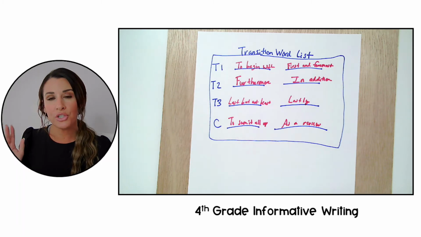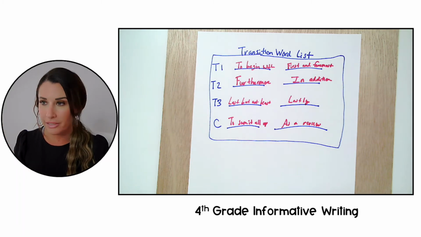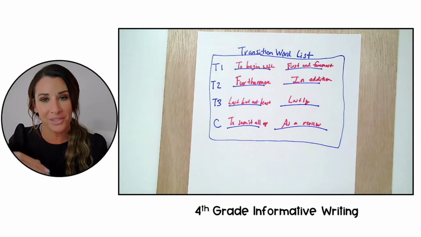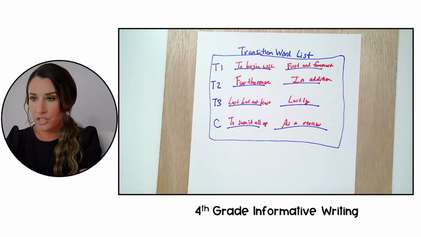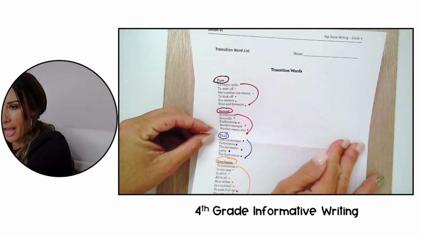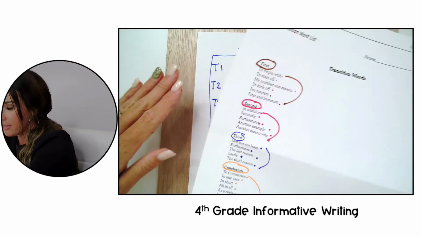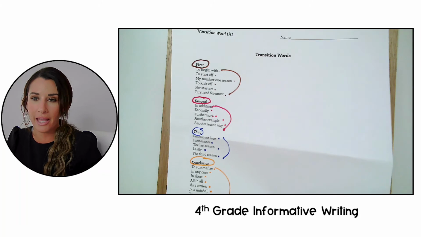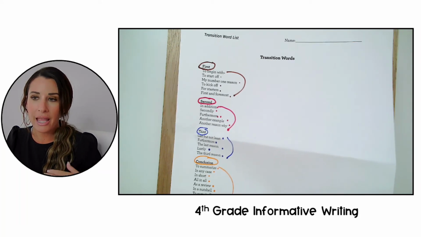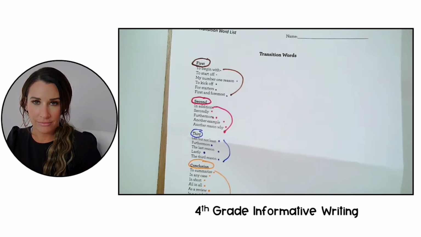Now, I want you to create this exact same transition word list, except I want you to choose the words that you like. So using this transition word list that we have here, okay, I want you to fill out your word list and pick the ways that you like to say first, second, and third, and conclusion, okay?